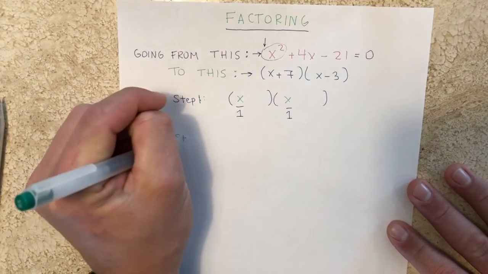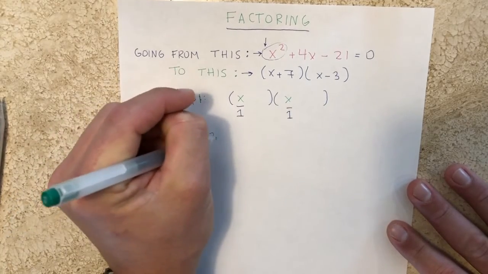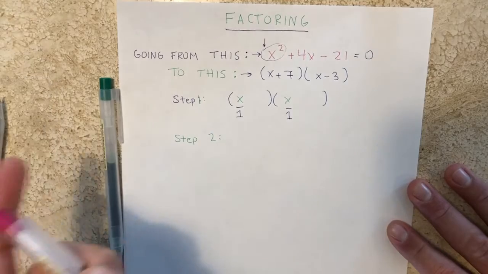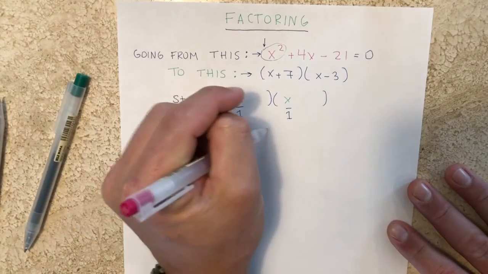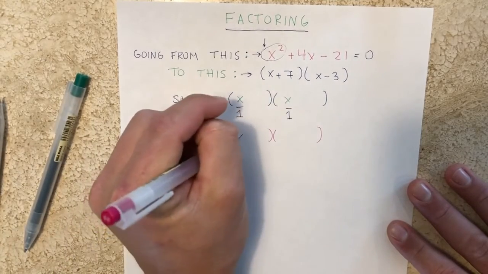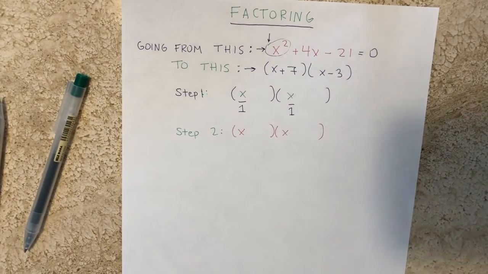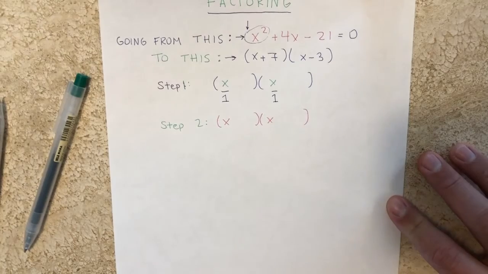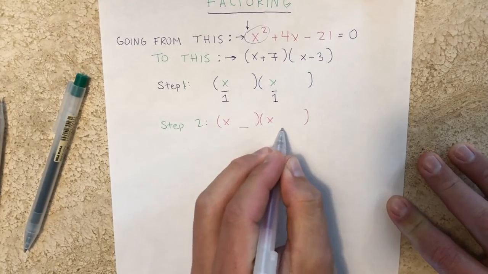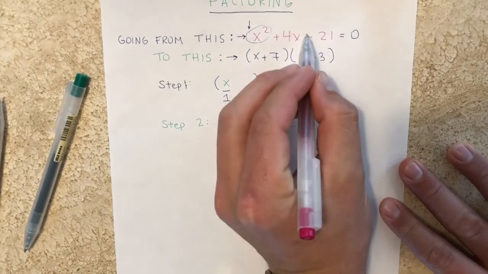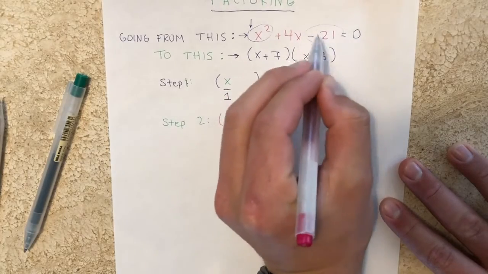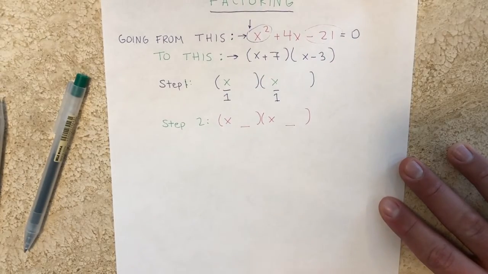Now, step 2, going to carry down what we already have. An x here and an x here, okay? Now, this is the most important part. What goes here and here is simply whatever this number is, okay? But it's to multiply to -21.